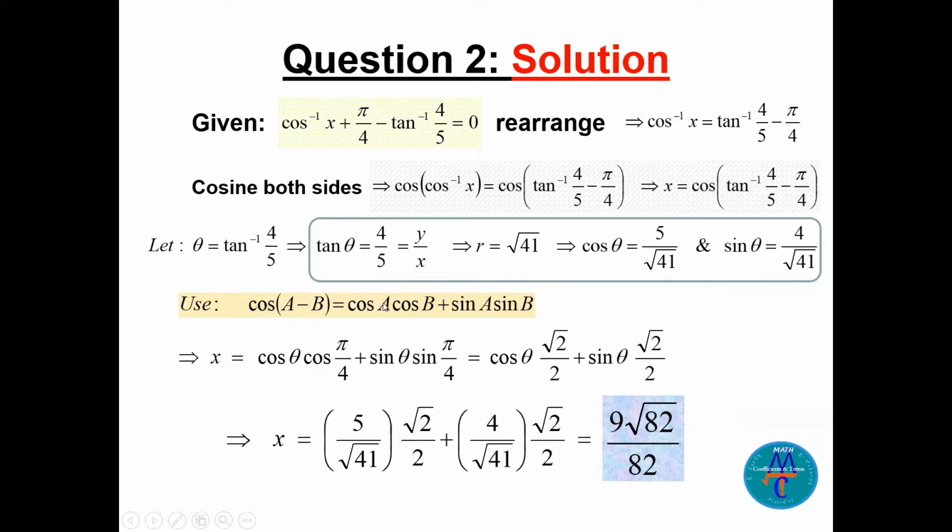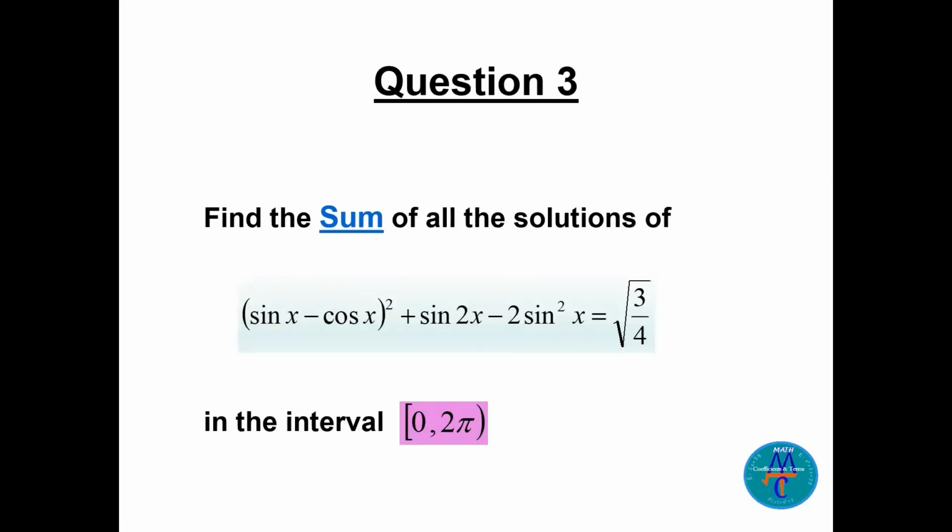It will be cosine of a, cosine of b, plus sine of a, sine of b. So it will be cosine of theta, cosine pi over 4, plus sine of theta, sine pi over 4. I have all the values here. Multiply, add the fractions, you will get 9 square root of 82 divided by 82. Please check the numbers.